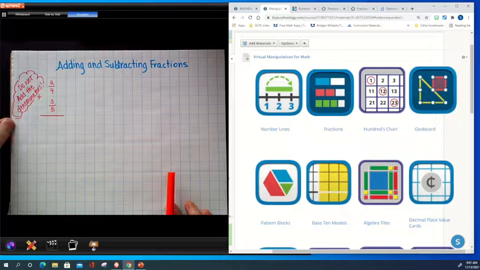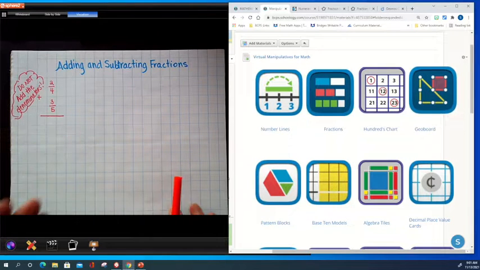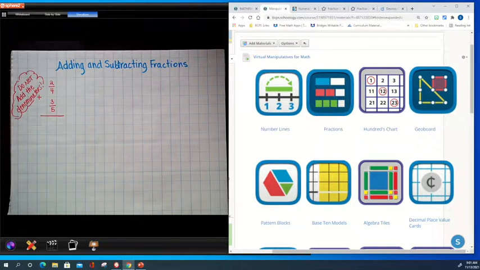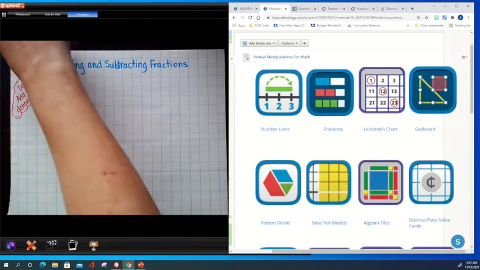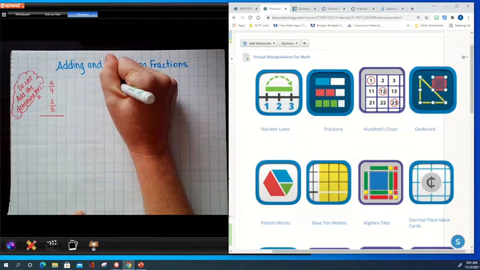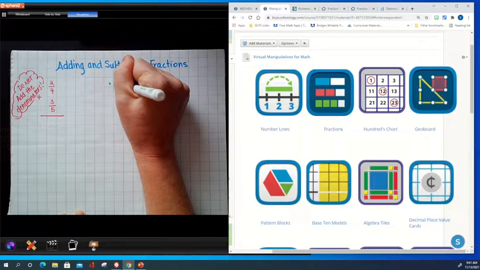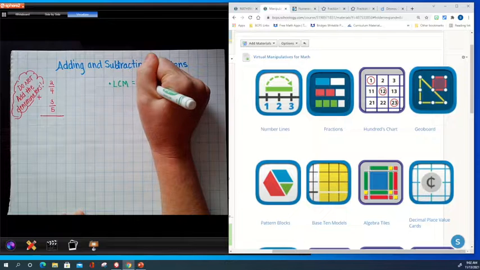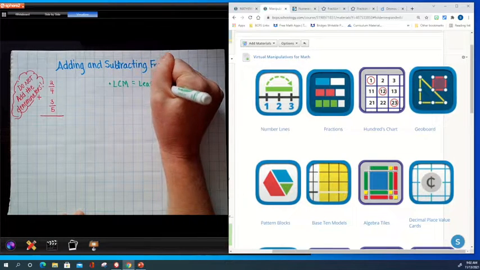Remember, your teachers have told you we really don't want to add the denominators because the pieces are not the same. The parts are not the same. So we have fourths and we have fifths. We can't combine them the way they are. We need to look for what 4 and 5 have in common. And what we're actually doing there is looking for the least common multiple. Okay, remember that LCM in the last video? We are looking for the least common multiple.